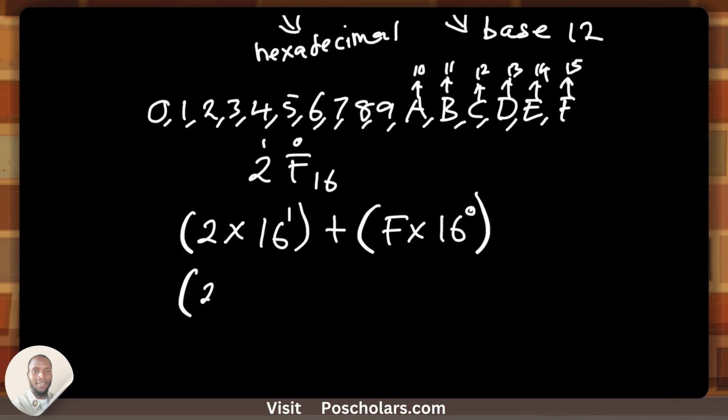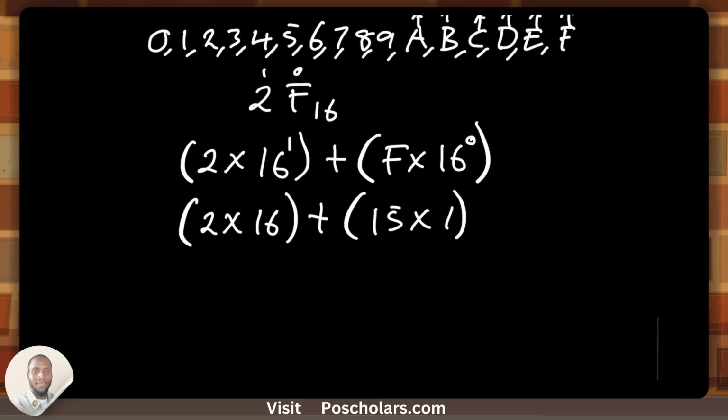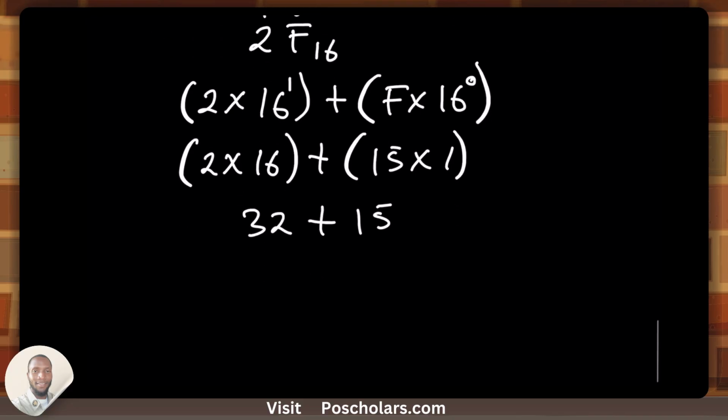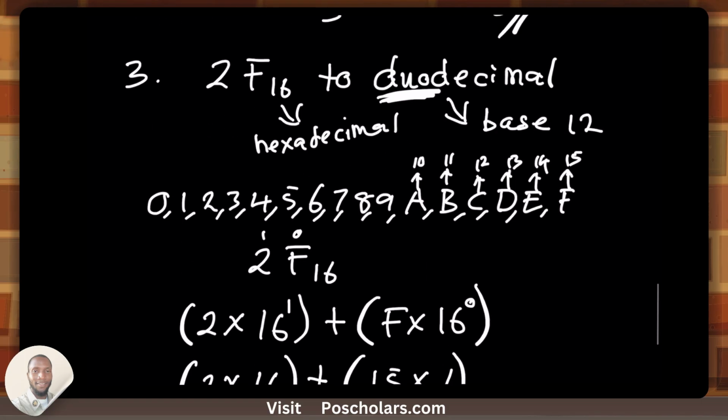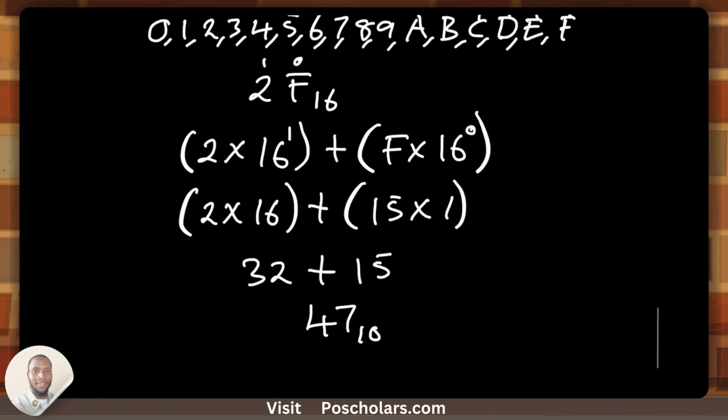Consequently, we have that 2 times 16 raised to power 1 is still 16, plus F represents 15. So 15 times what? 16 raised to power 0 is what? Is 1, right? So 2 times 16 gives 32, plus 15 times 1 gives 15. And when you add this together, you have 47 base 10. So we have succeeded in converting 2f base 16 to base 10.